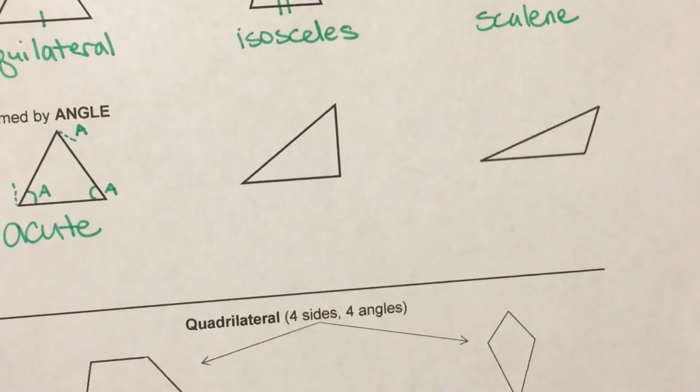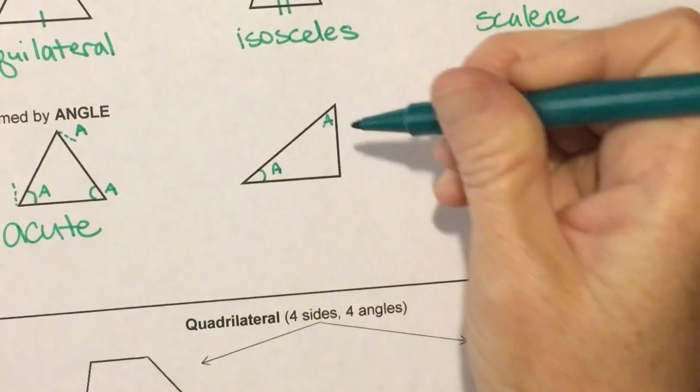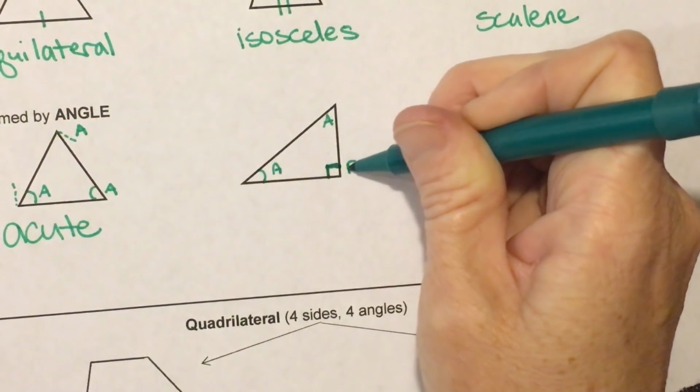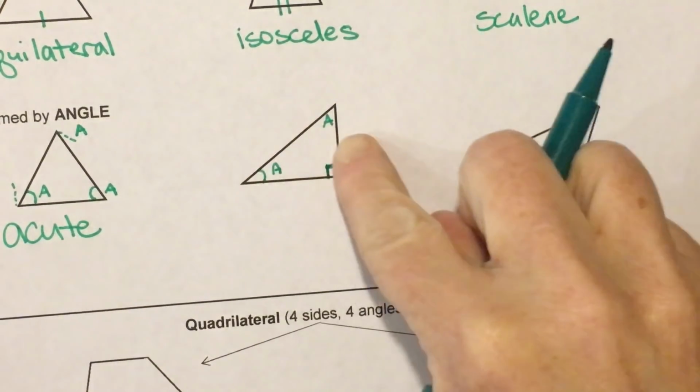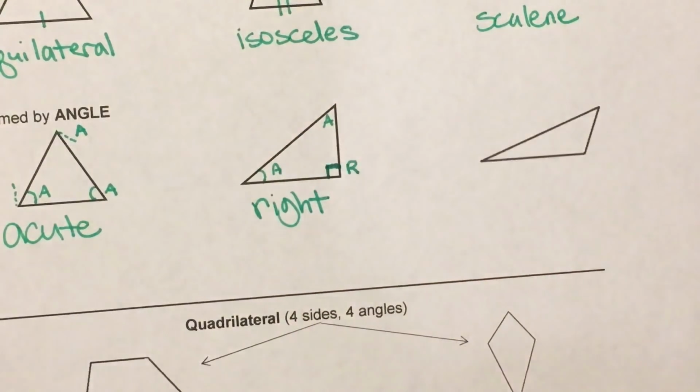Okay, this one, this angle's an acute. This one's also an acute, but this one is a 90-degree perfect right angle. So because this one has one right angle, we call this a right triangle.